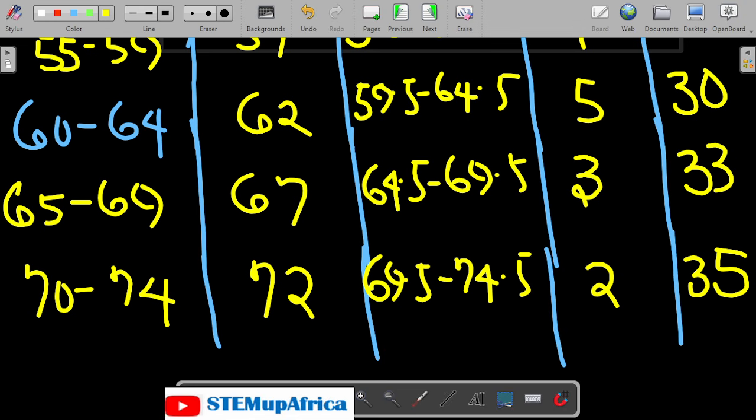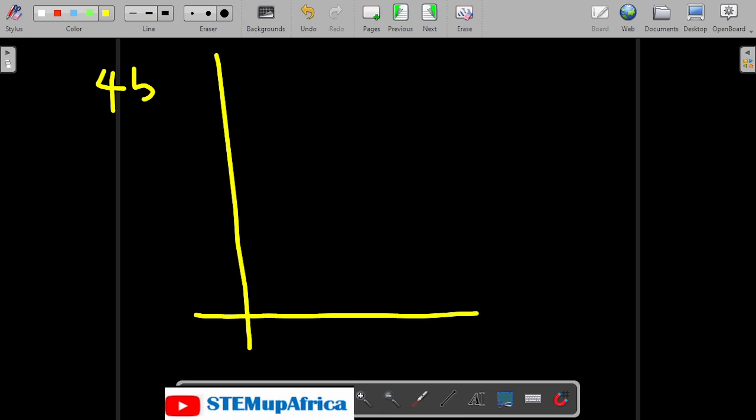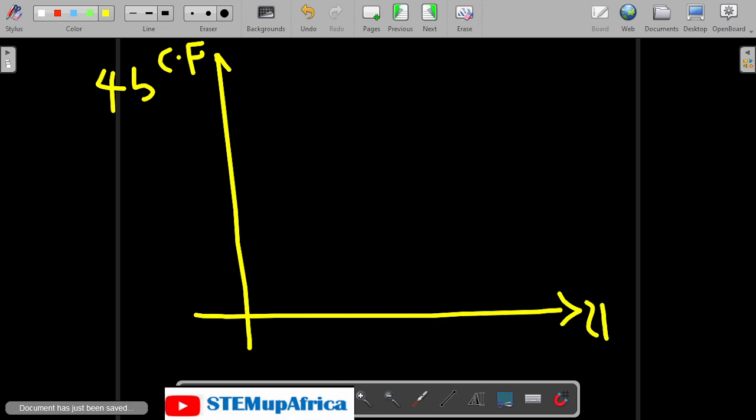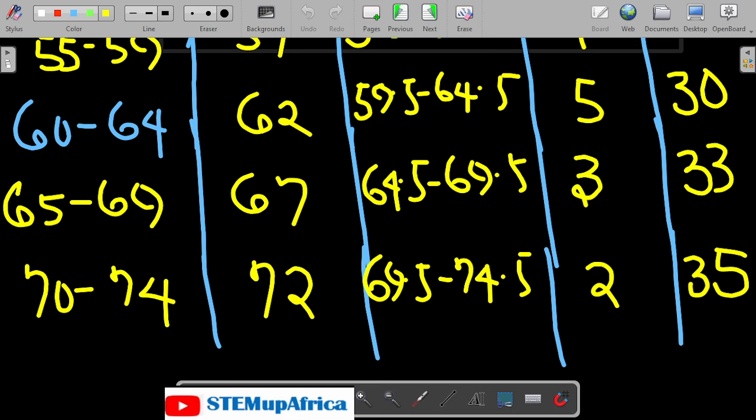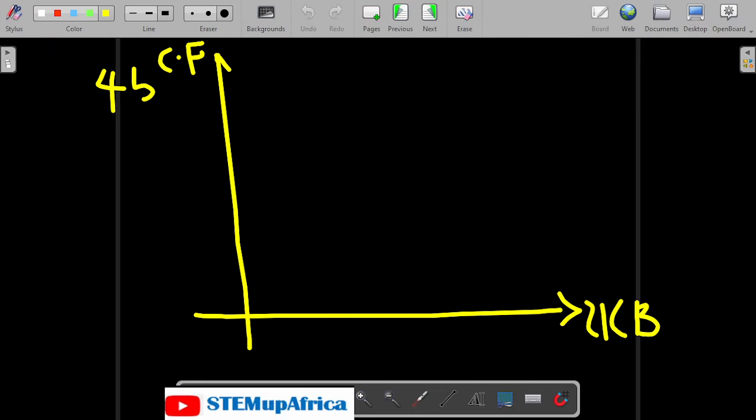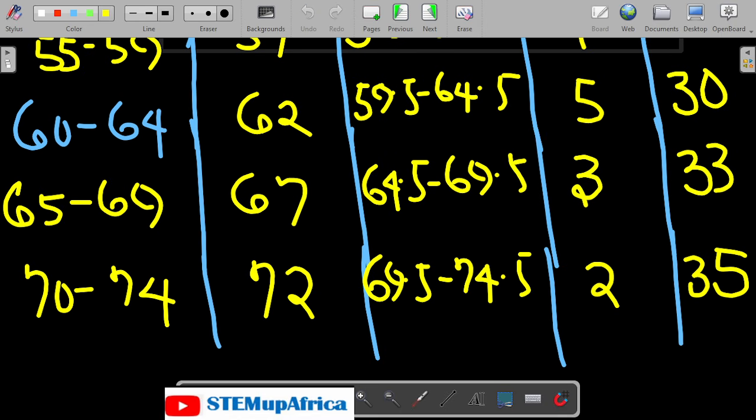Then B is to draw the ogive. So draw the ogive, question 4B. You draw your cumulative frequency axis, CF, and here is the upper class boundary. The maximum value of CF is 35. So I can say 2cm to 5: 5, 10, 15, 20, 25, 30, 35. There is the upper class boundary.